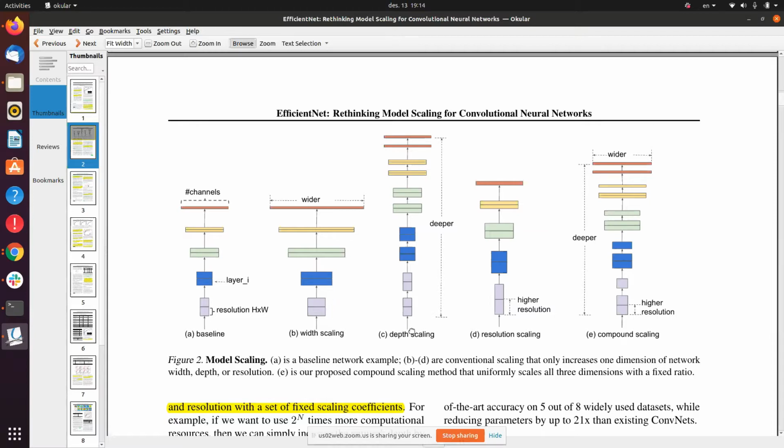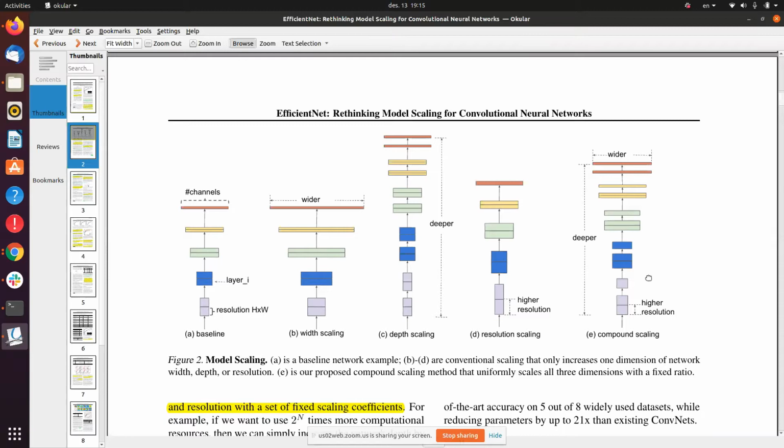Next, they increased the depth, in the sense the number of layers in the base network, and it also increased the accuracy. But it has its own flaws, drawbacks, again. Then they increased the resolution and ran the base network, and they saw some benefit. Now, as we have seen individually, if you modify the width, the depth, or the resolution, the network started giving better accuracy.